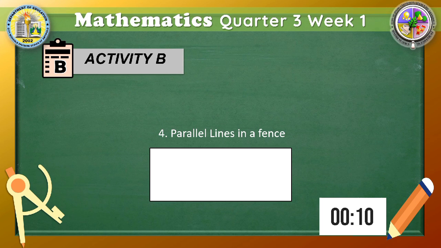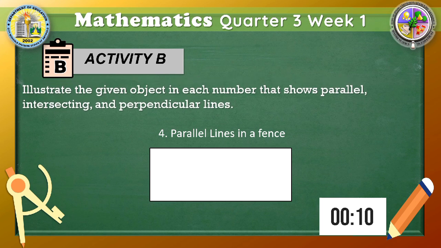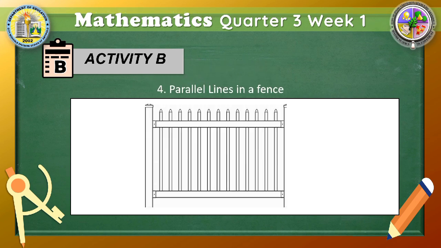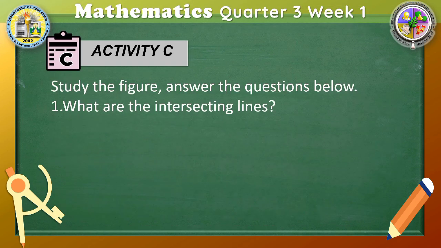Let's check your answer. Number 4, let's review your answer. Parallel lines in a fence. Look at that. Look at the line. Very good. You can proceed to the next activity. Activity C: study the figure and answer the questions below.